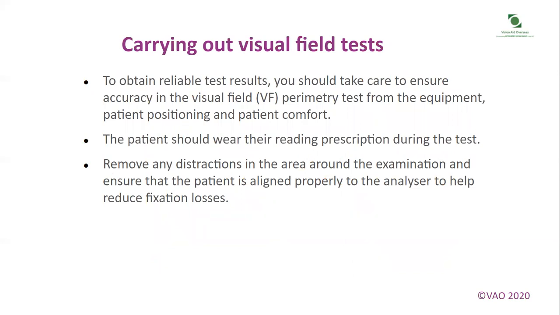Carrying out visual field tests. To obtain reliable test results, you should take care to ensure accuracy in the visual field perimetry test from the equipment, patient positioning, and patient comfort. The patient should wear their reading prescription during the test. Remove any distractions in the area around the examination and ensure that the patient is aligned properly to the analyzer to help reduce fixation losses.